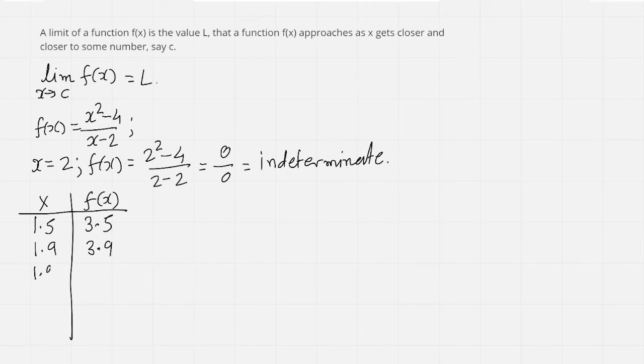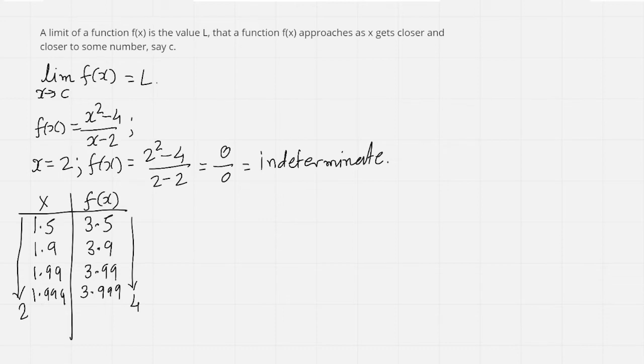Let us get a bit more closer to 2. When x is equal to 1.99, then f of x is 3.99. When x is equal to 1.999, f of x is 3.999. Here you can see that when x gets closer and closer to 2, f of x also gets closer and closer to 4. So x never gets equal to 2. It just approaches 2. It just gets closer and closer to 2.